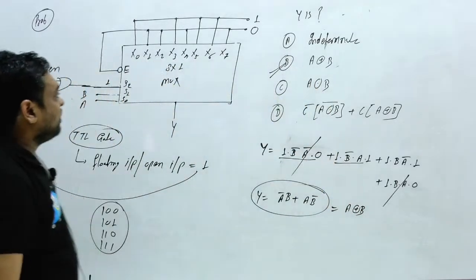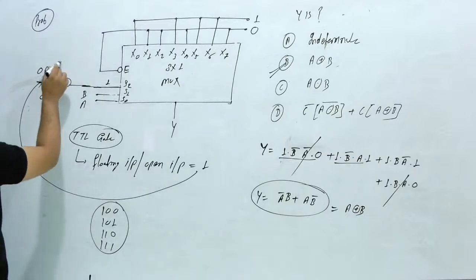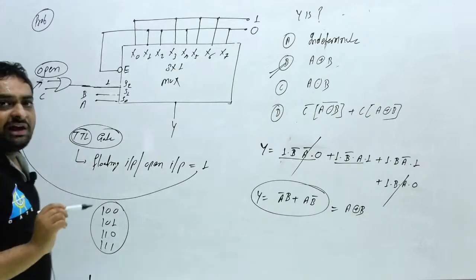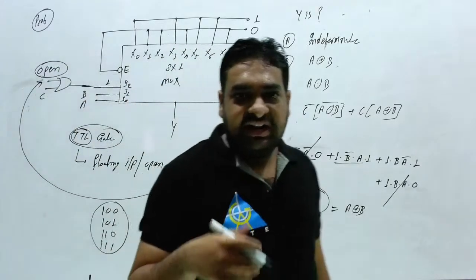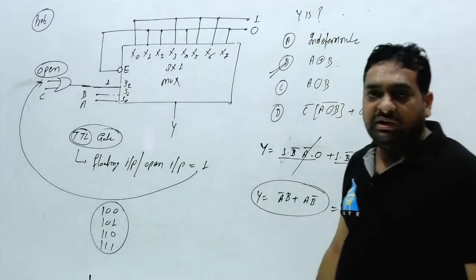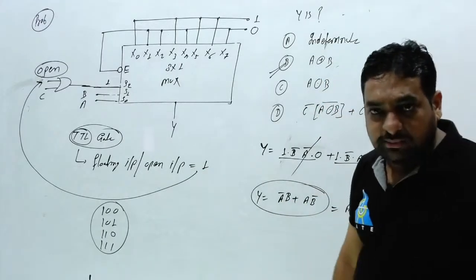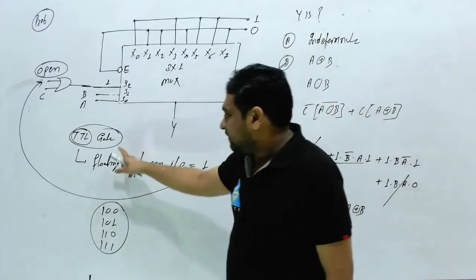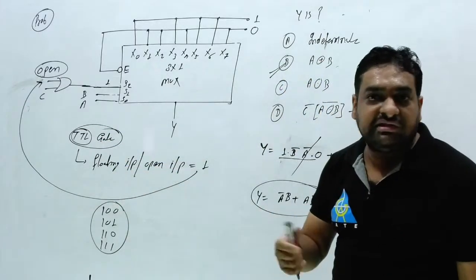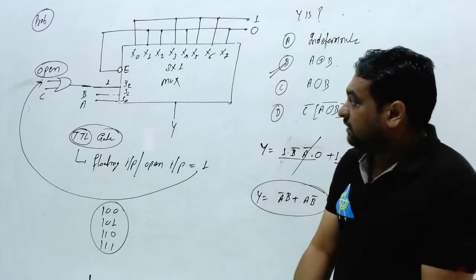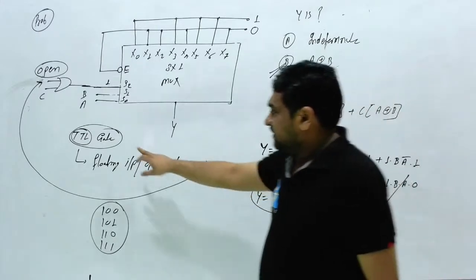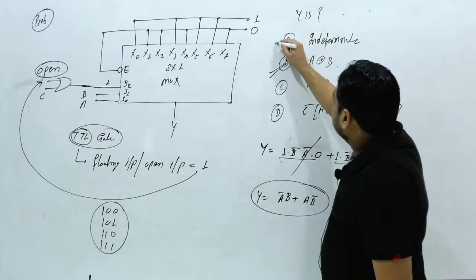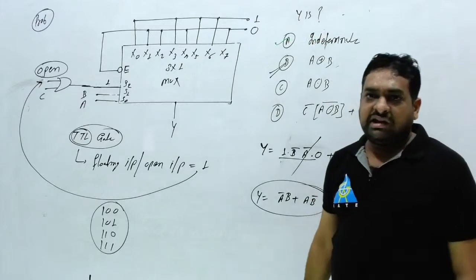So here you should concentrate on the open terminal, but you also have to check whether the examiner has provided TTL or ECL. In ECL, an open input is treated as logic 0. You should remember: in TTL, a floating or open input is logic 1, while in ECL a floating or open input is logic 0. In CMOS you cannot say. If the examiner changes this to CMOS, then the answer will be this.